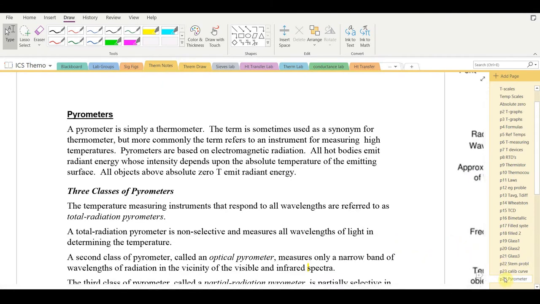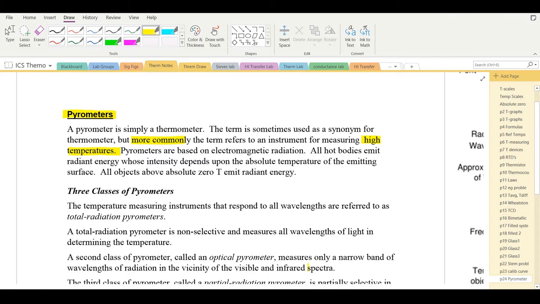Page 24. The last type of thermometer we're going to discuss in this unit is a pyrometer. And the word pyro means heat. So a pyrometer is literally something that measures heat. And the word is occasionally used synonymously with thermometer, but more commonly the term refers to an instrument for measuring high temperatures. And pyrometers are based on electromagnetic radiation.